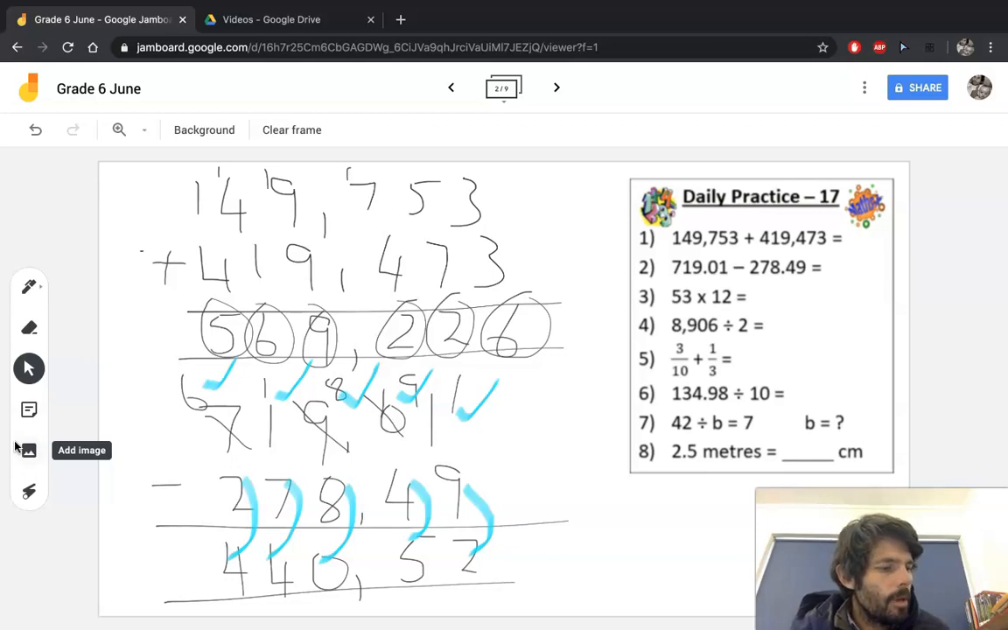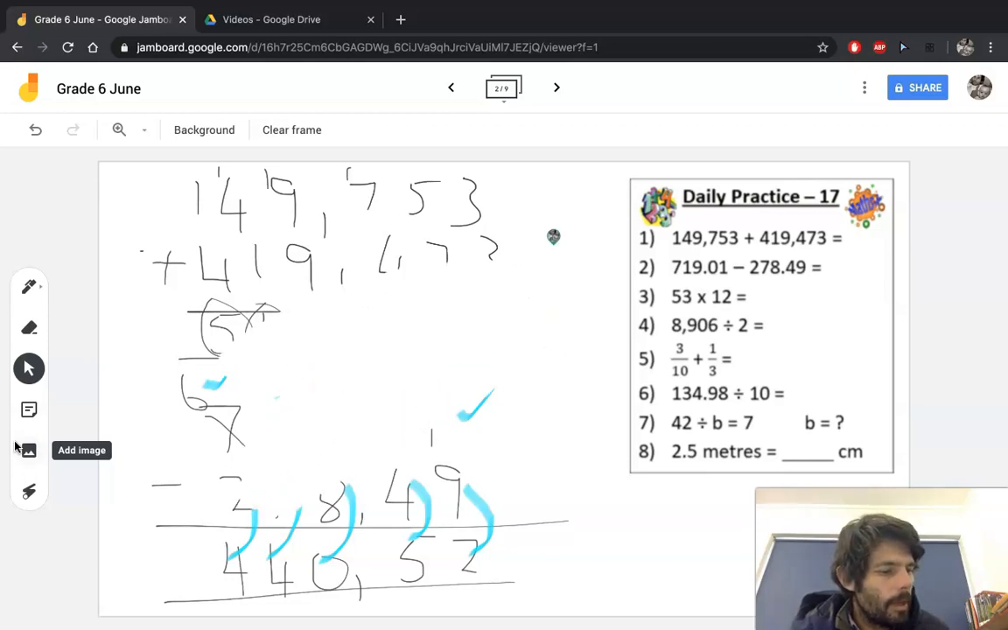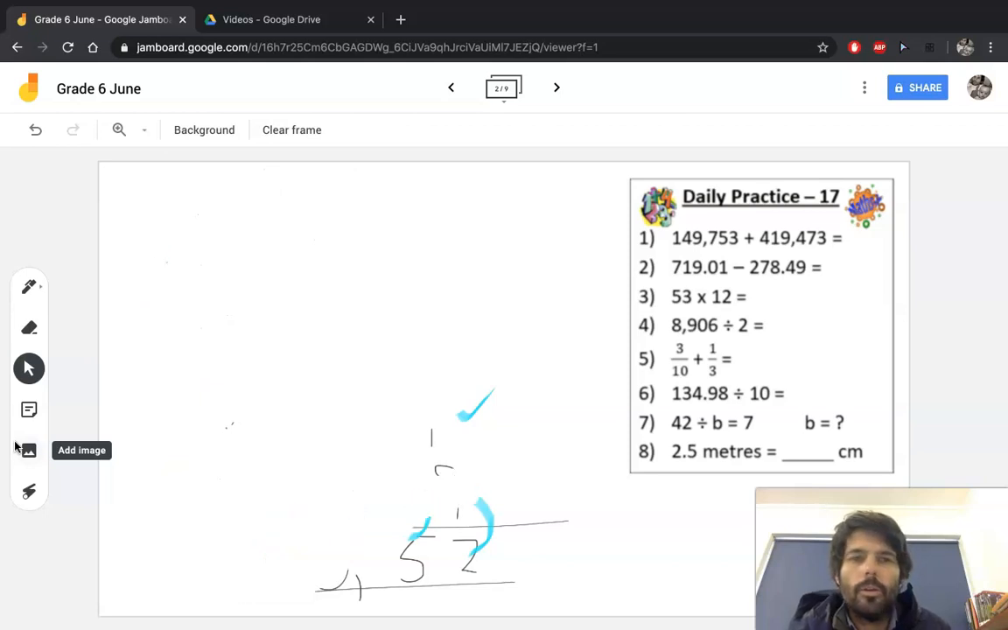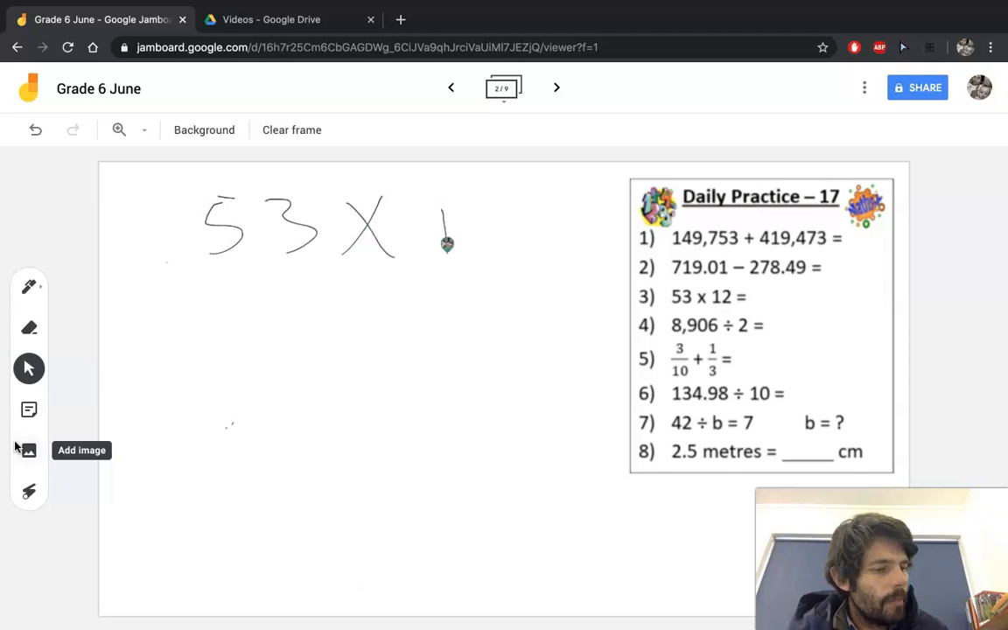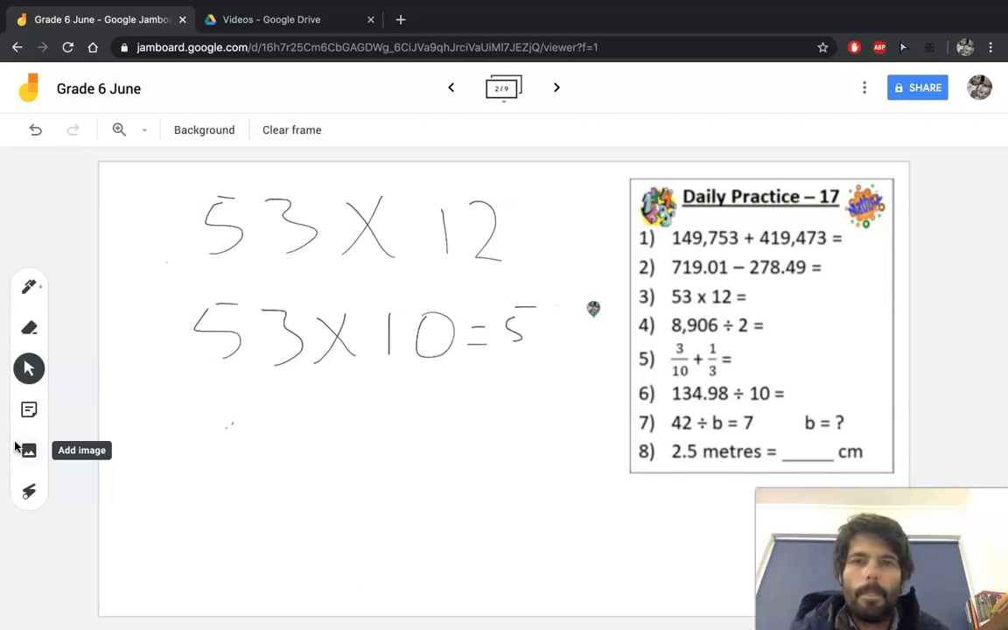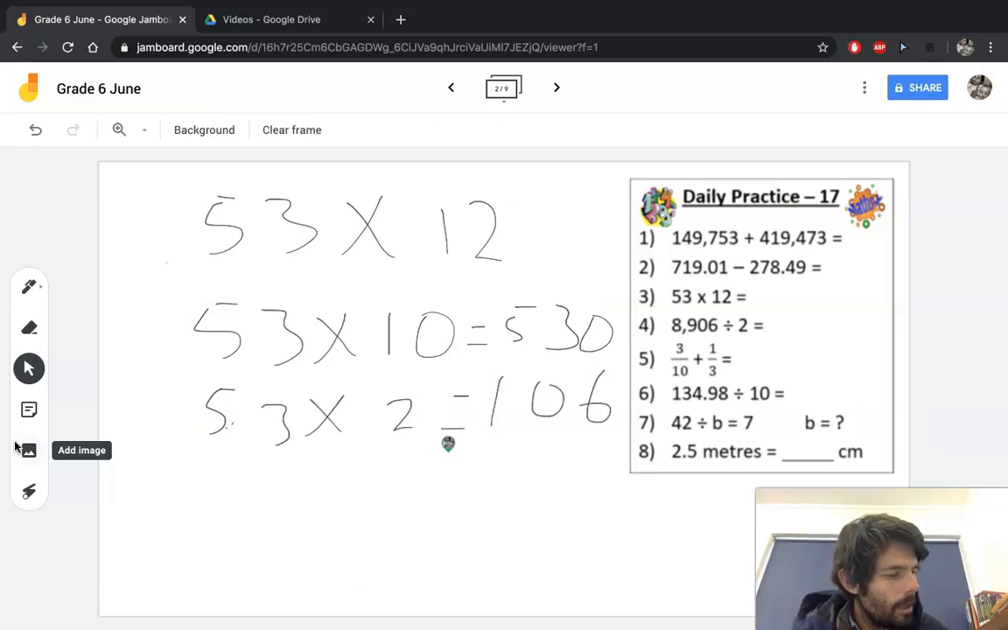For question number 3, you have 53 multiplied by 12. And by now I'm sure you realize that there are multiple ways in which we can do multiplication sums. So I'm going to split this up, and I'm going to say 53 multiplied by 10 first is 530. And then I'm going to say 53 multiplied by 2 is 106. Then I'm going to add them together, and I'm going to get 636.